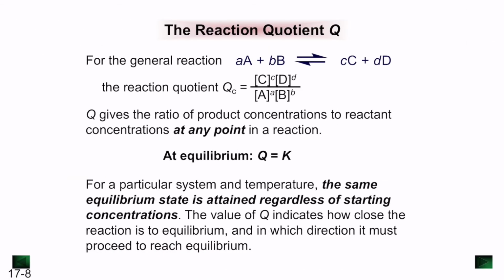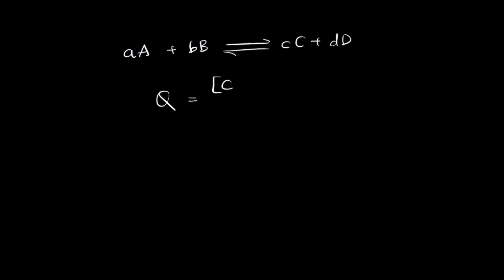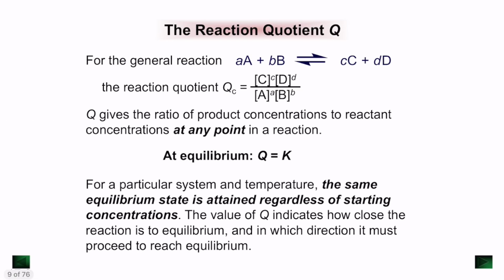So next, let's consider what we call the reaction quotient. So let's consider if you have a reaction aA plus bB gives cC plus dD. So the reaction quotient Q is given as [C] to the power c times [D] to the power d, over [A] to the power a times [B] to the power b. So this is the reaction quotient Qc.